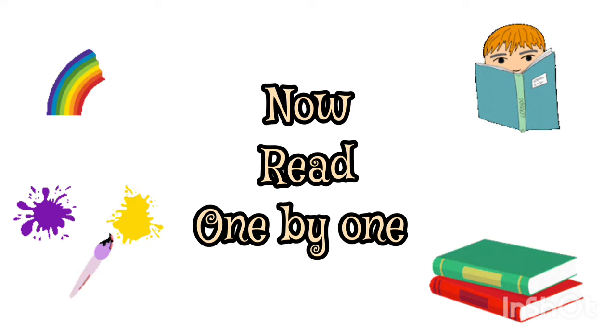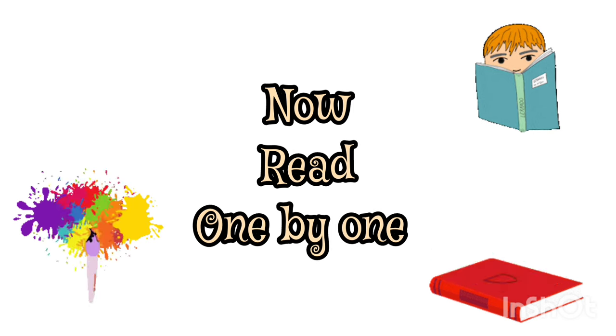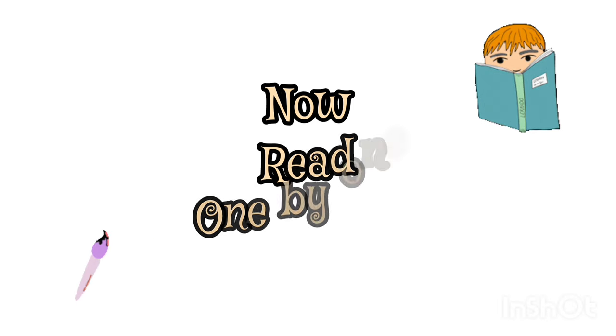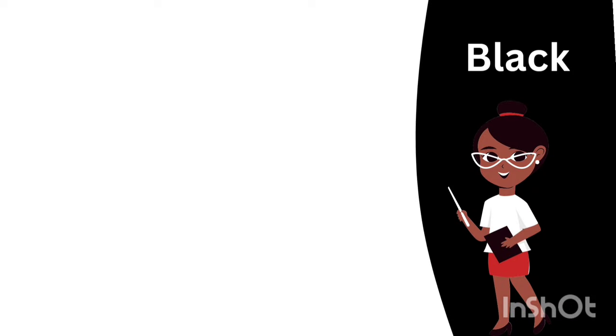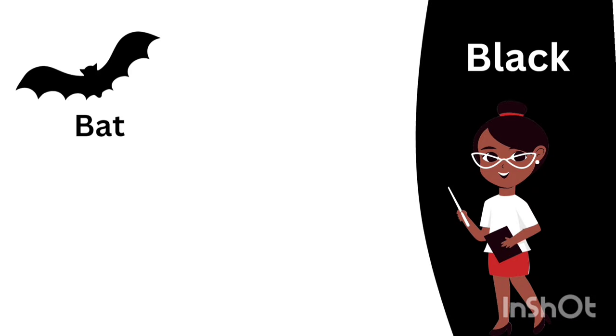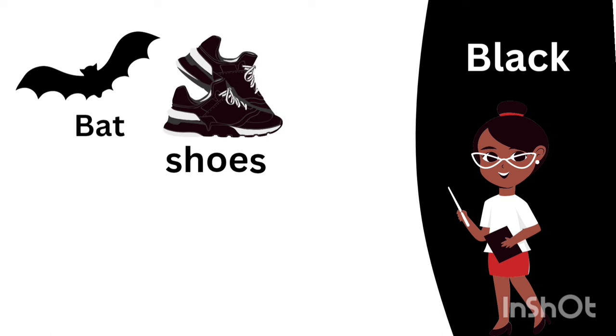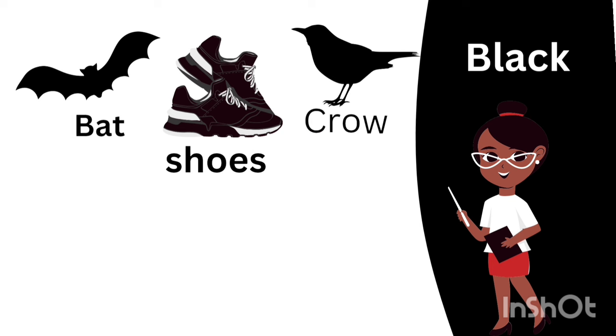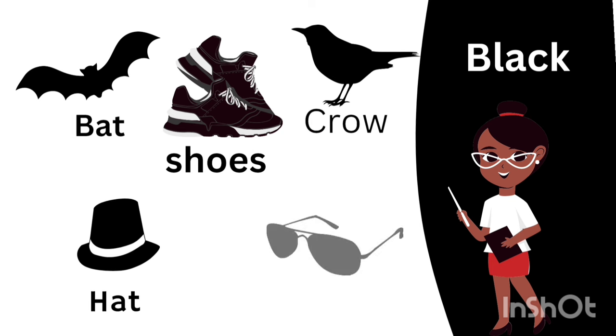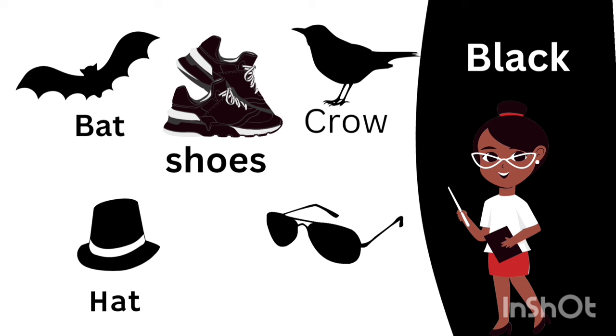Now read one by one. Black. Bat. Black. Shoes. Black. Crow. Black. Hat. Black. Glass.